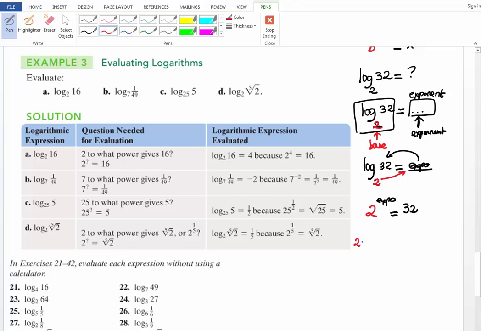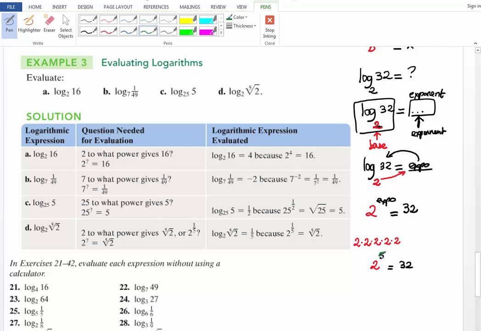2 to the first power is 2, 2 to the second power is 4, 2 to the third power is 8, 2 to the fourth power is 16, and 2 to the fifth power is 32. So I need 5 2's in order to get to 32. So 2 raised to the power 5 will give me a 32. You could think about it by slowly building your 2's to get 32.